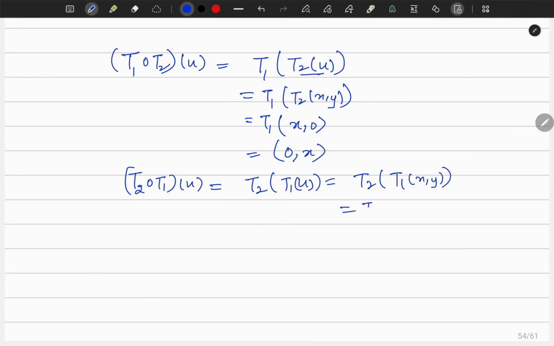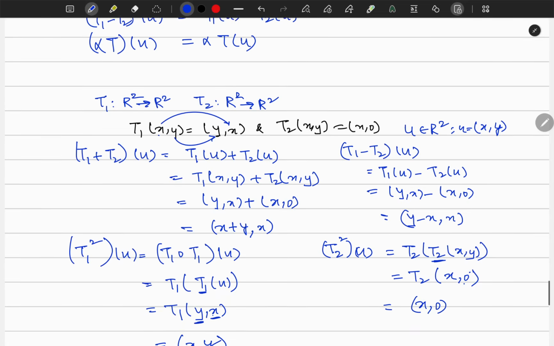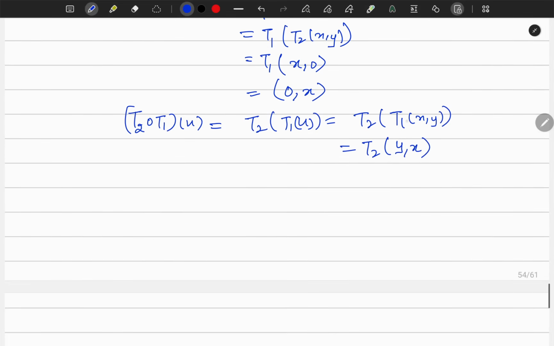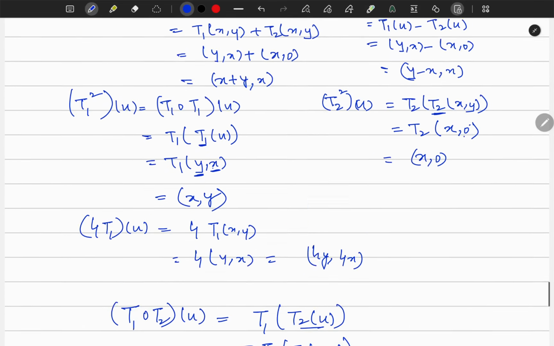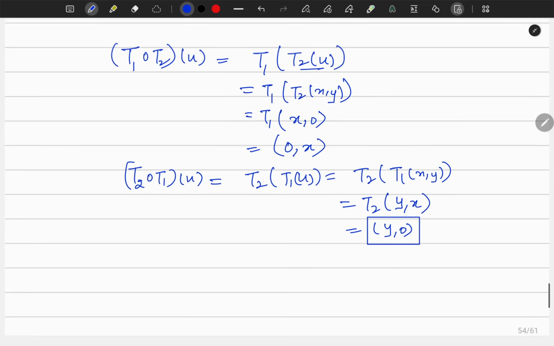It says take this one as first and the first one as last, so it will give you y comma x, because it is given that T1 of x comma y is y comma x. So I applied T1, and T2 says to make the second coordinate 0, so it will be y comma 0. So this is T2 of T1, this is T1 of T2, and you can check they are not equal.